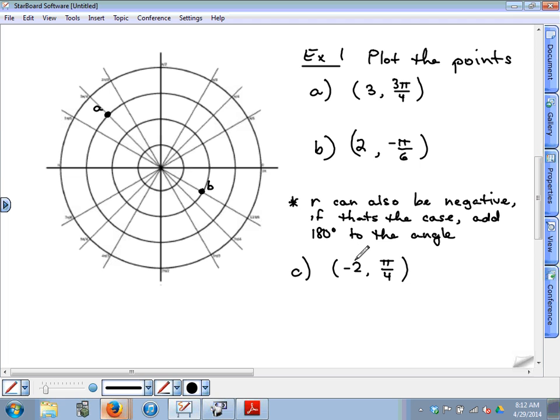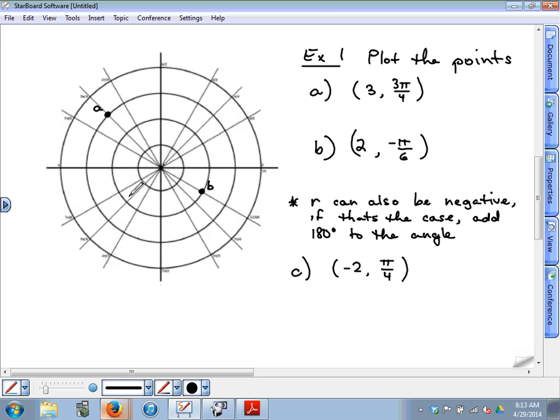-2, pi/4. Here R is negative. So according to what we've written here, we're going to add 180 degrees to the angle. So pi/4, let me see, isn't this line right here the pi/4 line? So that's pi/4 right there. If we add 180 degrees onto that, where are we going to be?